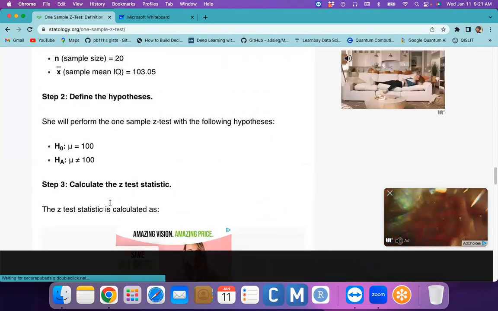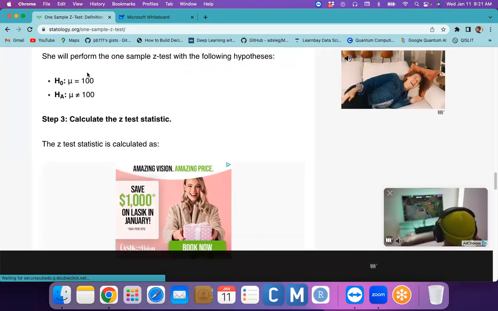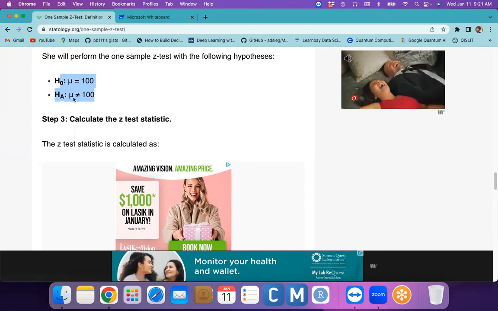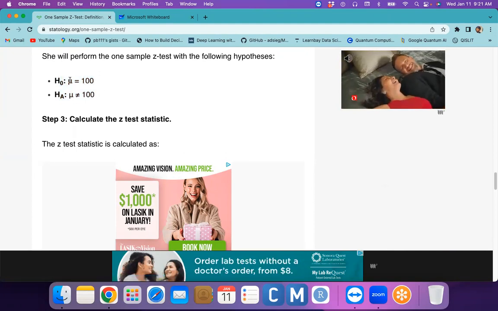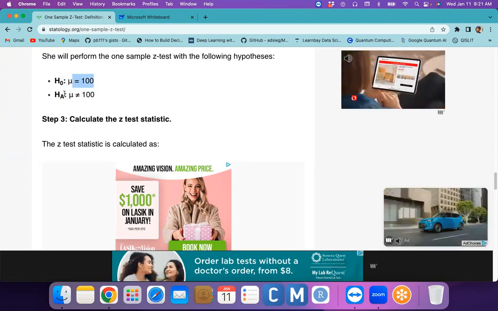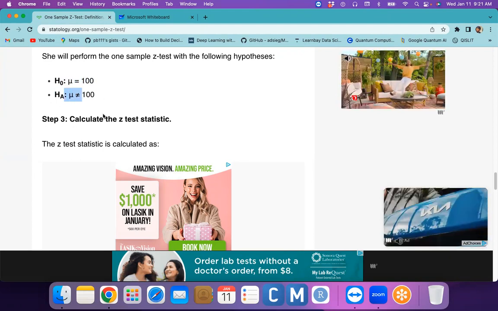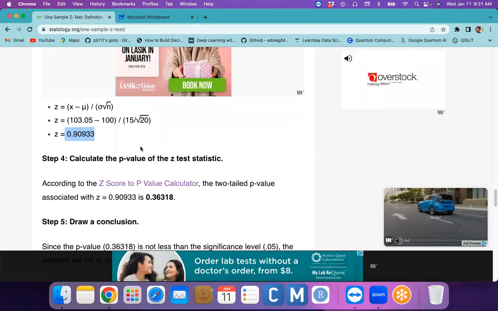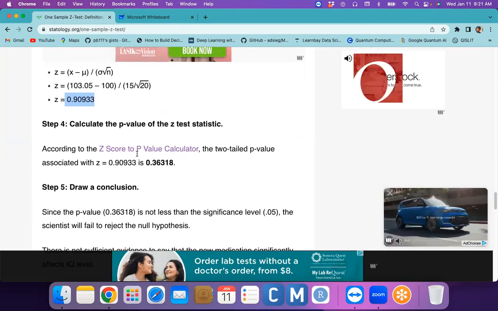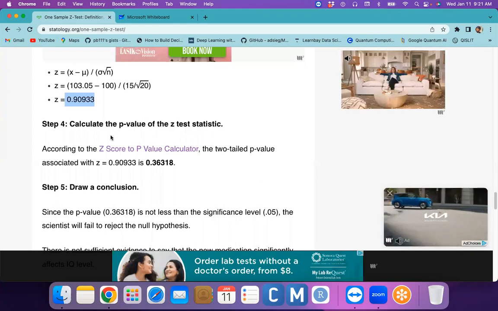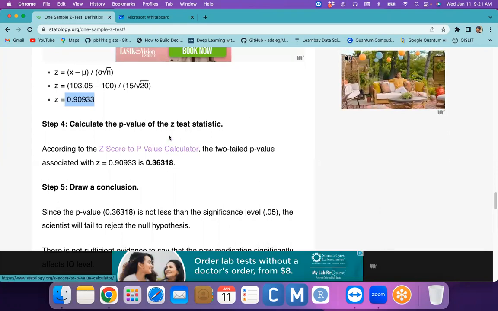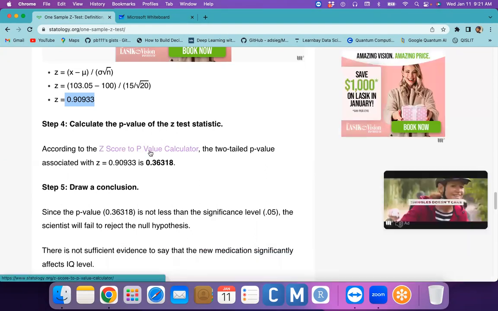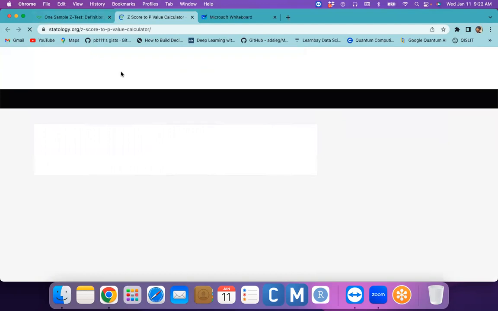So you can substitute in this particular formula, and before that you state your H0 and HA. Your null hypothesis is that the population mean is equal to 100, and the alternative is that the population mean is not equal to 100. You substitute all those values and get the Z value. From this Z value, you can go for calculating the p value, with the help of the Z table calculator.